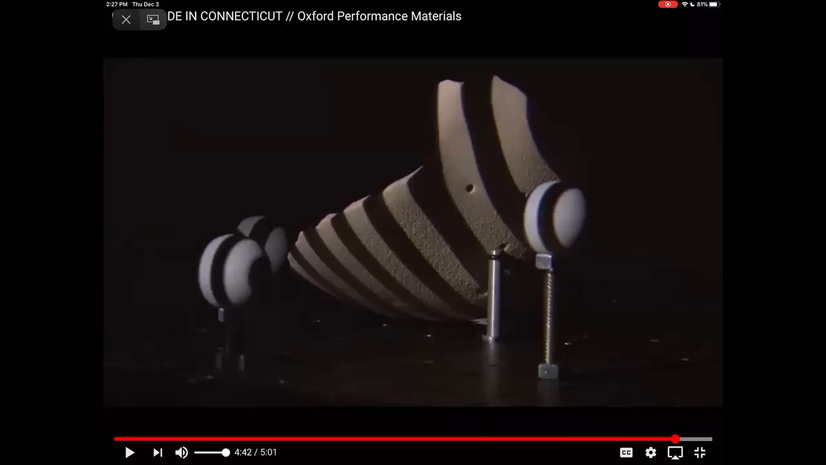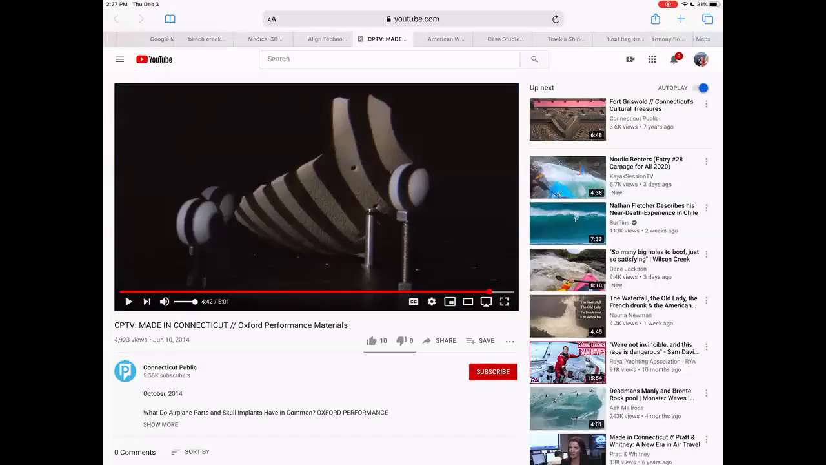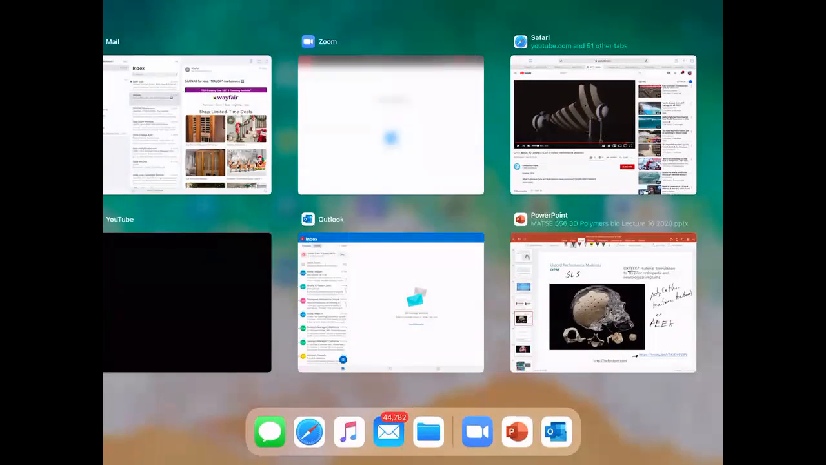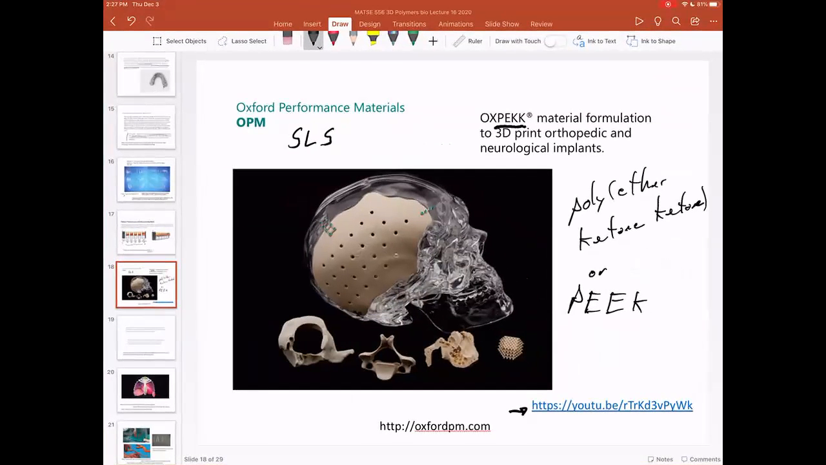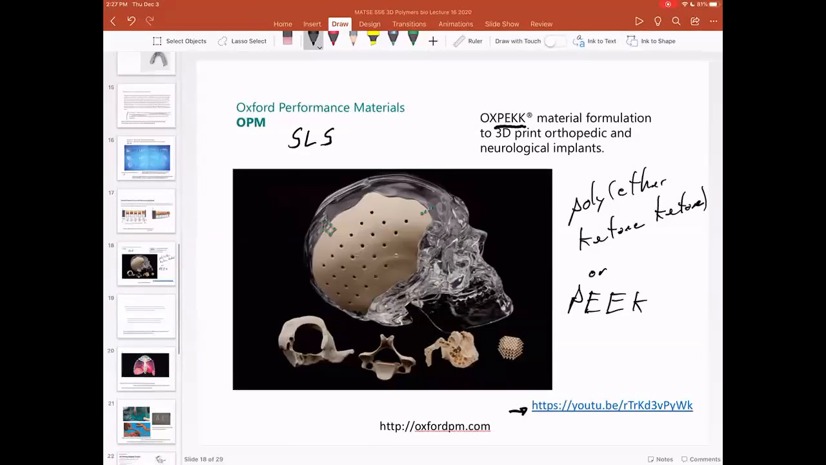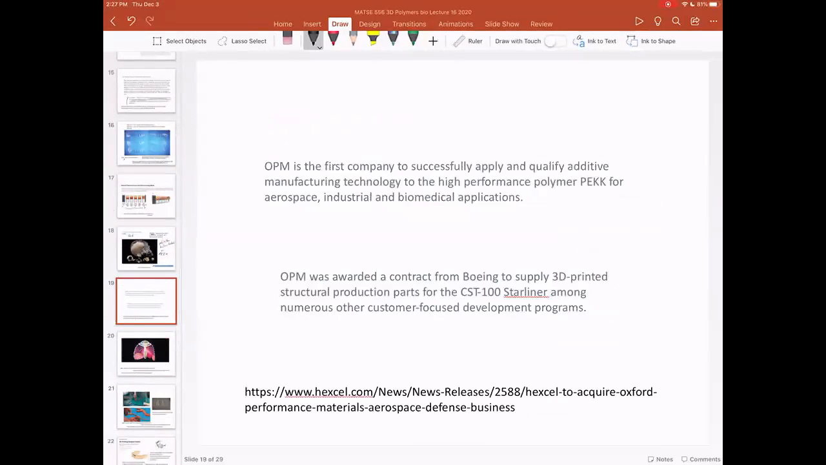Okay, well, you saw that, let me get rid of this and get back to the PowerPoint. You saw at the end of that news article that OPM was interested in aerospace. And so this is from Hexcel, and Hexcel is a big material supplier to the composites industry. So they make things like epoxies, they make things like the foam that goes inside a sandwich composite, they make fiberglass and carbon fiber and all stuff like that.